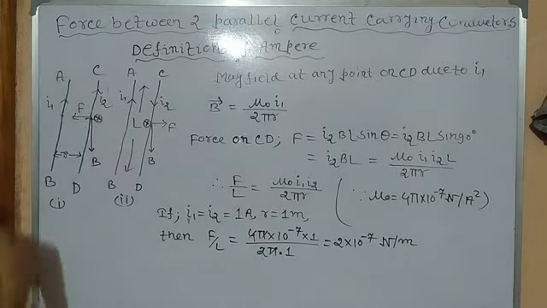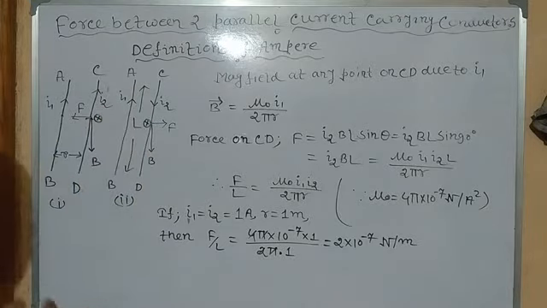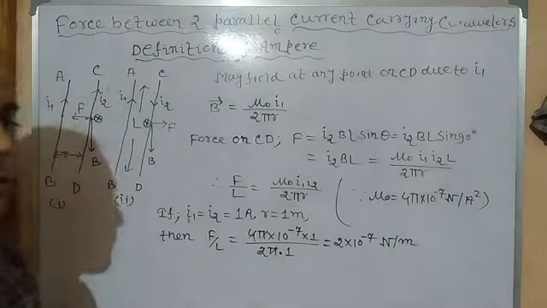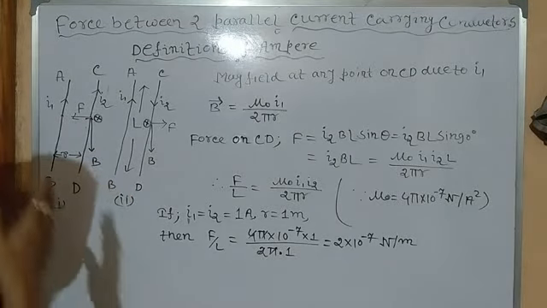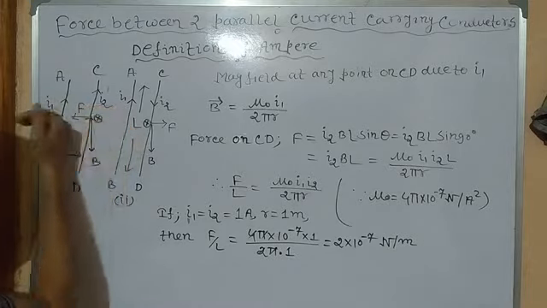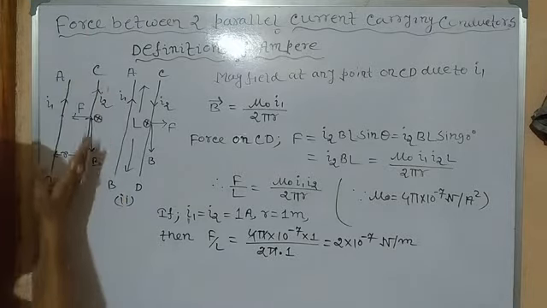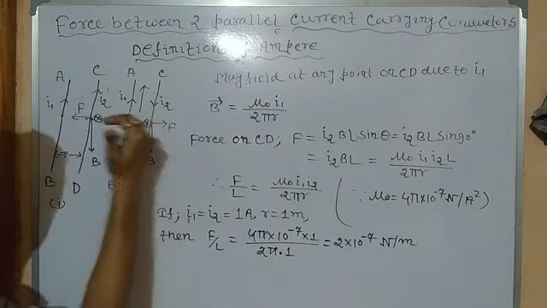So that's why, if two parallel current carrying conductors are placed next to each other, and if the direction of current flow in both is the same, then since the force is acting towards AB, it means the current carrying conductor CD is attracting it; it is experiencing a force towards AB.